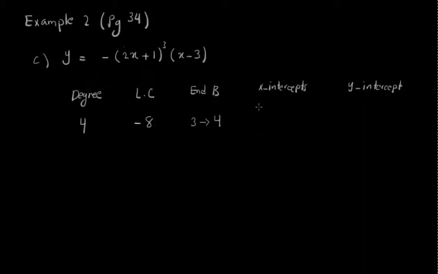The x-intercepts are, if you put negative 1 over 2 here, this factor would be 0, so you have an x-intercept at negative 1 over 2, order 3, and the next one is at 3. For finding the y-intercept, you're going to put 0 instead of the x's. Negative 1 to the power of 3 times negative 3. So the y-intercept is at 3.